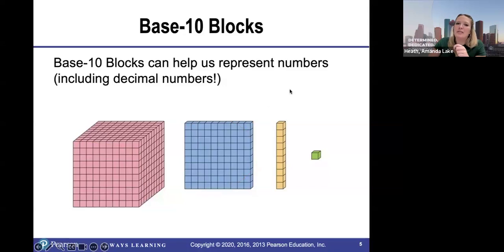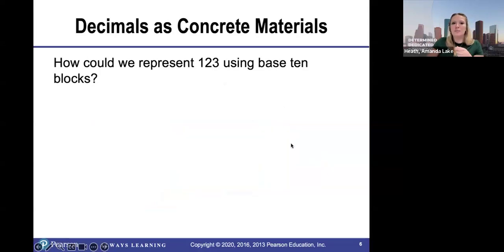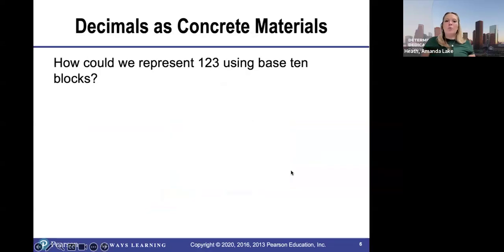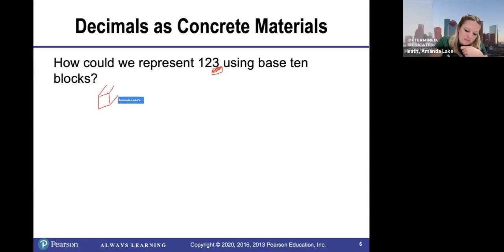Now we just have to get a little bit creative with how we represent decimal numbers. But first, how could we represent 123 using base 10 blocks? Remembering that we have all of these different types of blocks at our disposal, we usually want to think about the smallest value we need to represent. I need to represent a 3, because my smallest place value is the 1's place. So let one of these blocks be our 1's place value.